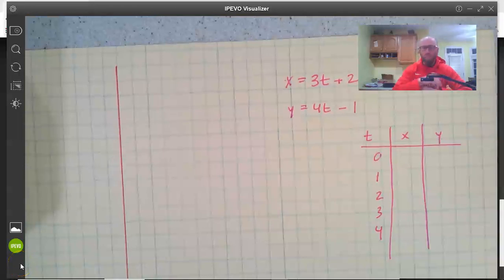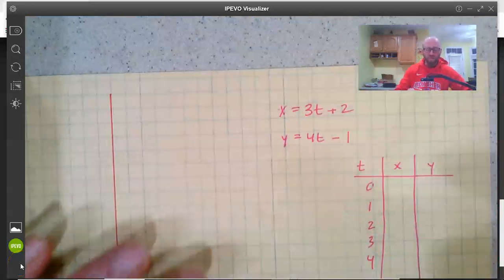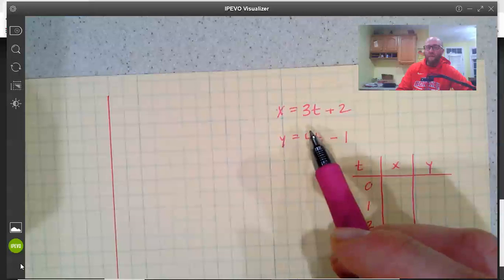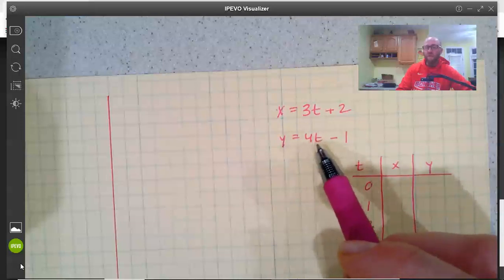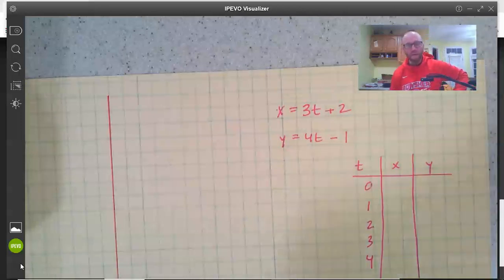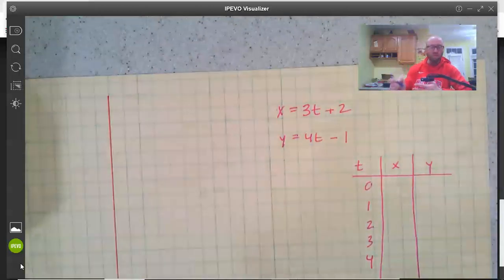All right, we have a bug. It's another bug problem. Traveling along the coordinate plane, its position is described by these two equations. The x-coordinate is 3t plus 2, and the y-coordinate is 4t minus 1. So at any time t, we can plug in the time and calculate an x and y coordinate to figure out where this bug is. So let's go ahead and do that.